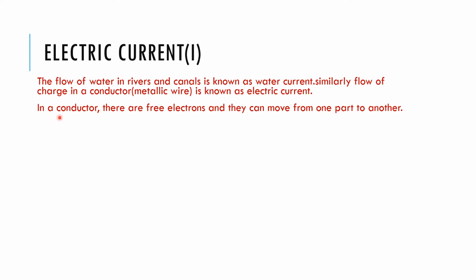Because in a conductor there are free electrons. Free electrons means loosely bound electrons. They are free to move, so they can move from one part of the conductor to another part. But all materials are not conductors. You know that. What are examples of conductors? All metals are conductors, whereas wood, plastic, paper, all these are not conductors. They do not conduct electricity.